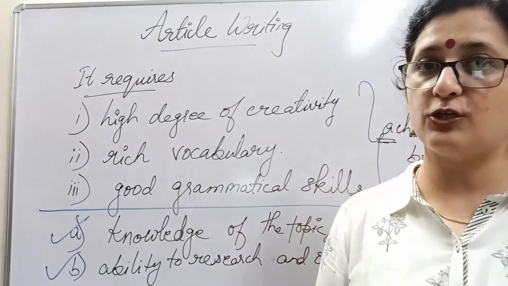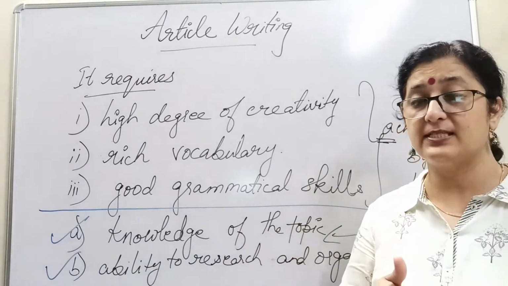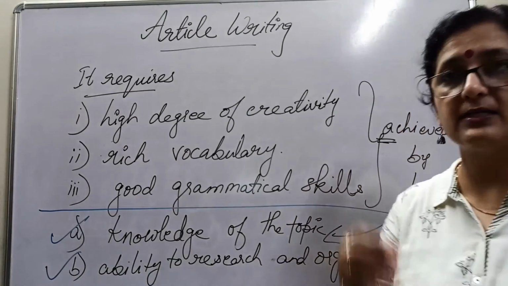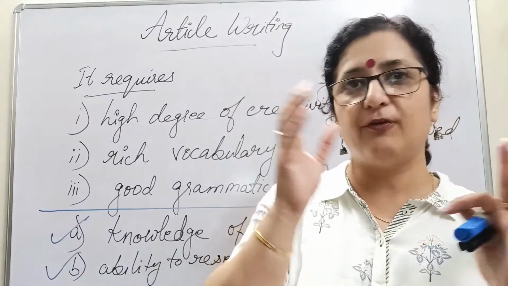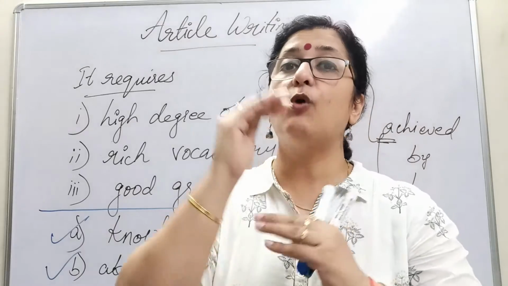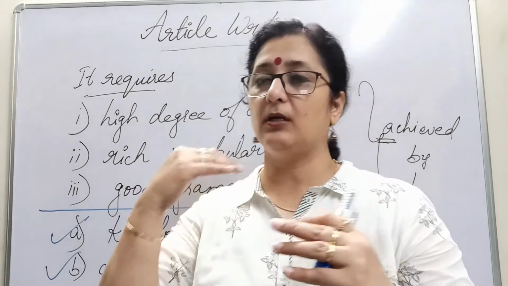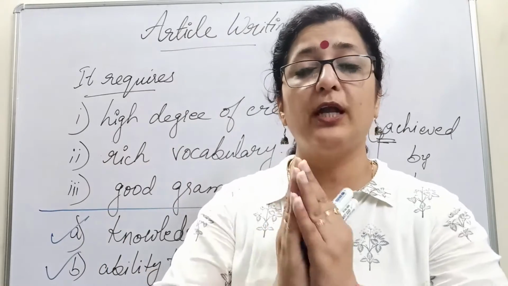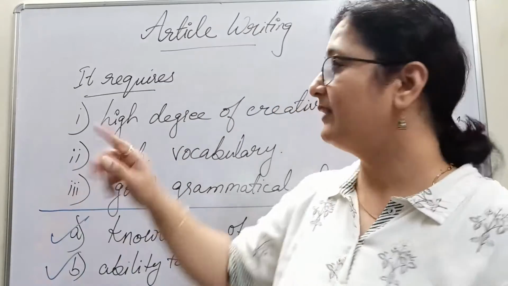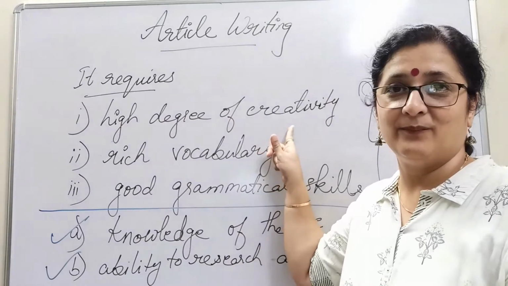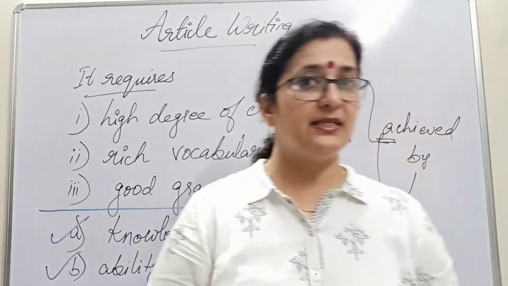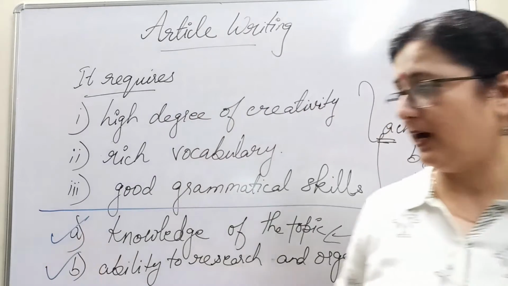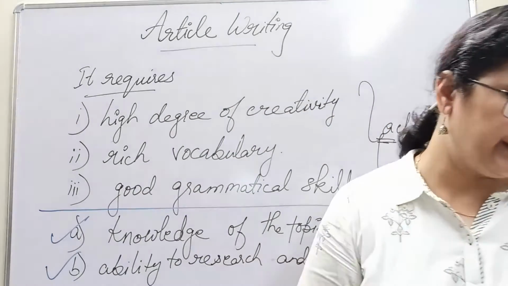That is, if we have knowledge of the topic, we are going to get it very easily. Secondly, if we have the ability to research and organize. You research, you collect a lot of information about the topic, and you organize it in a proper way. You have to organize it in such a beautiful way that it shows your creativity, right? So these are basically the requirements, and the ways to achieve them are what is mentioned here.